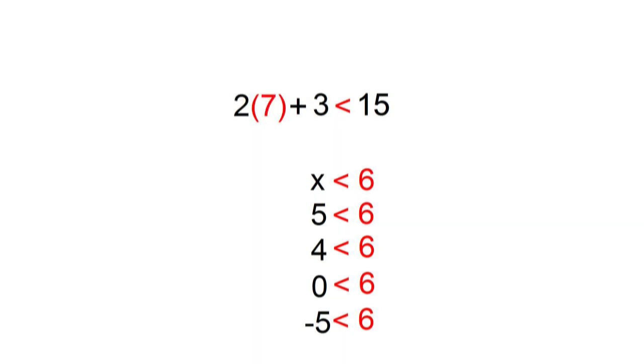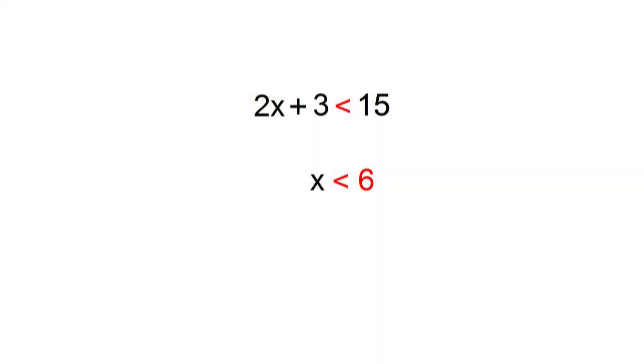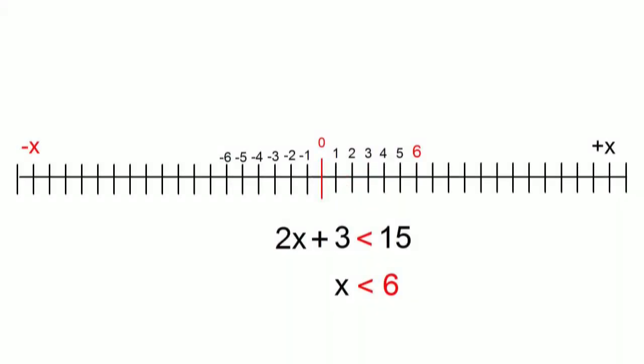What if I tried 7? 2 times 7 is 14, plus 3 is 17, and 17 is certainly not less than 15. So for any numbers greater than 6, the truth value of the original statement is not upheld. The statement will only remain true for x less than 6. How would you show the solutions to this inequality on a number line?